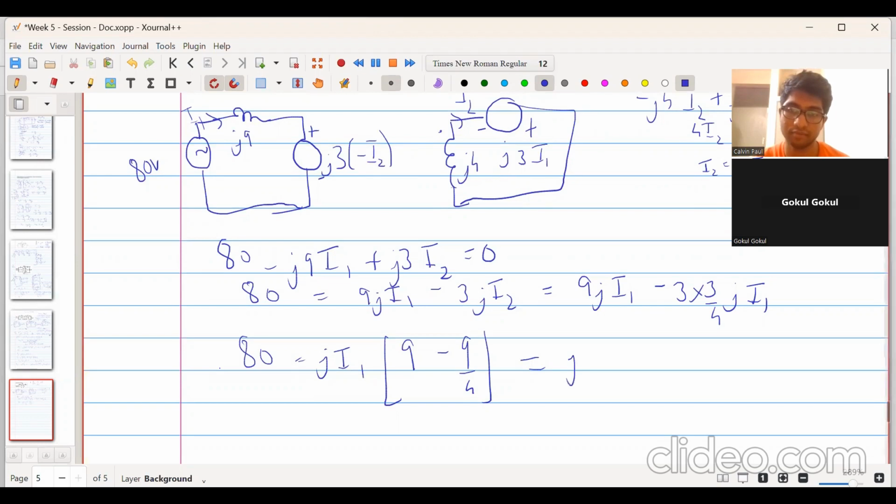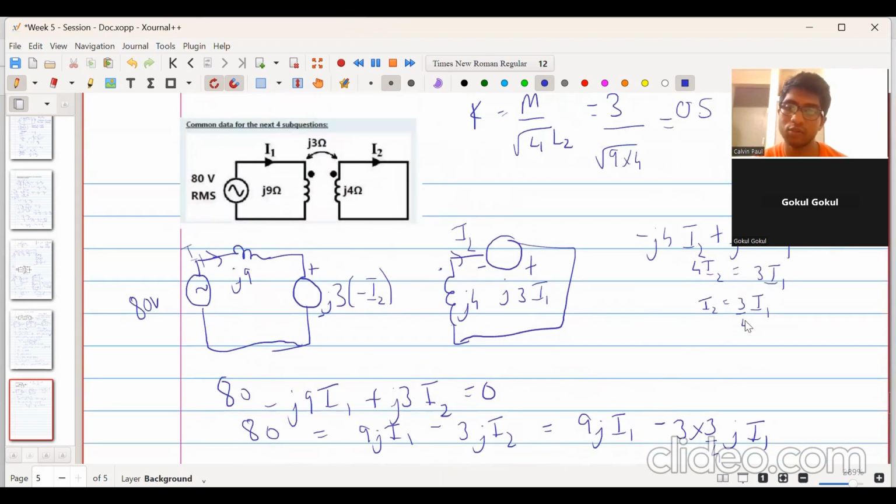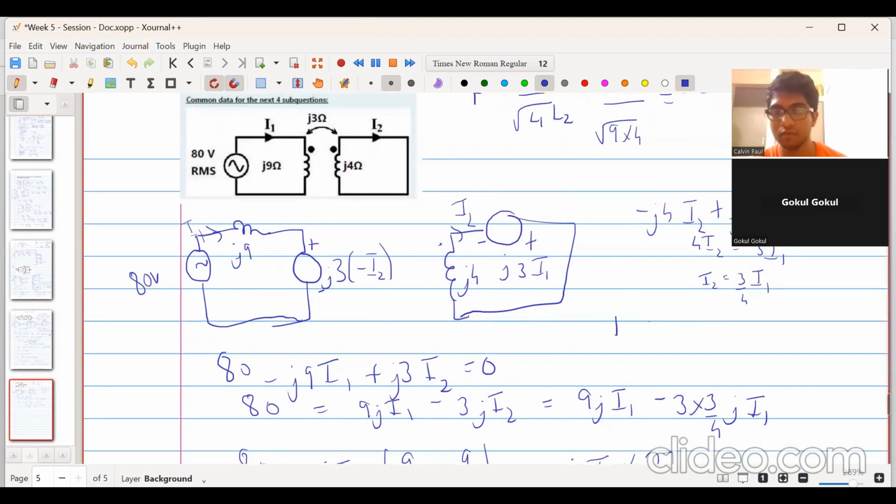Yes, sir. I1 will be equal to 11.851 ampere. Alright. Now I2. I2 is 3 by 4 into I1. So how much will that be? 8.88, sir. Yeah, 8.88.